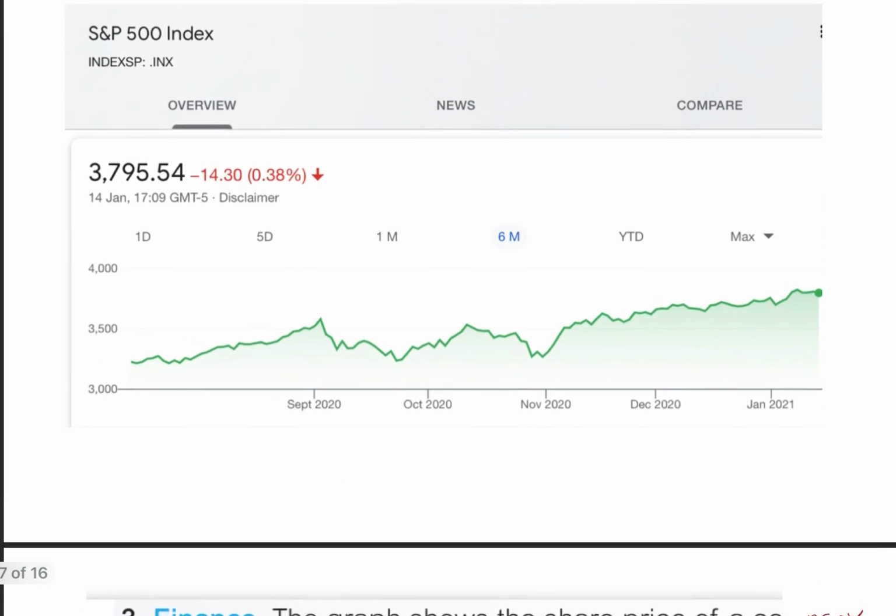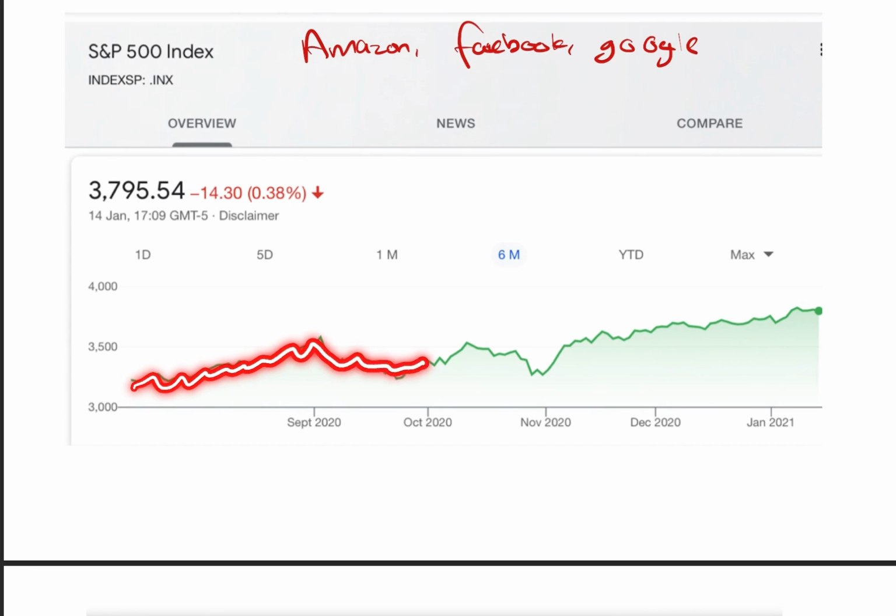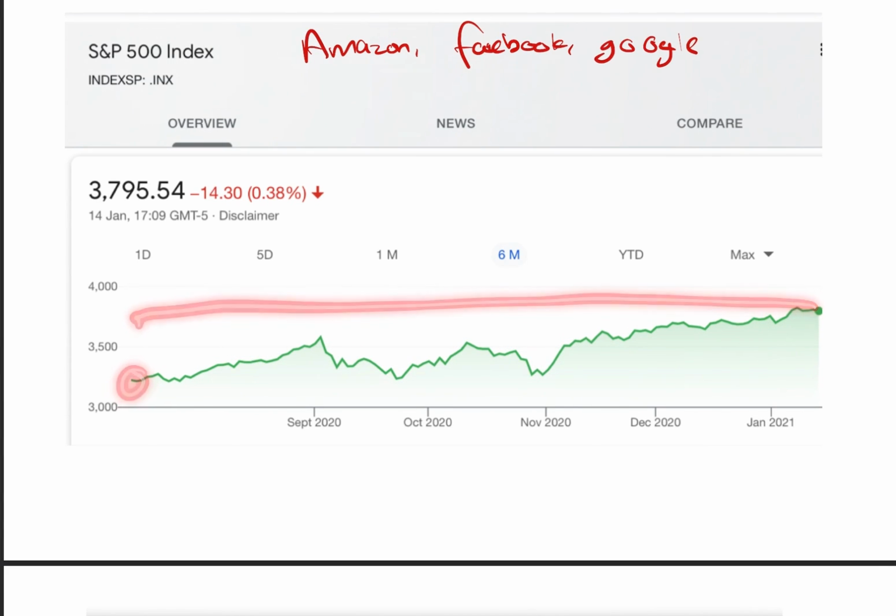A pretty cool example of this is stocks and shares. So I've googled the S&P 500. For anyone wondering what on earth I'm talking about, this is the top 500 companies in America and their stock prices. So you could have Amazon, Facebook, Google, and so on. And this is just how much the stocks are costing. So we can see here, this is the past 6 months. It goes up and down, but overall it's increasing, because it is higher than when it started.